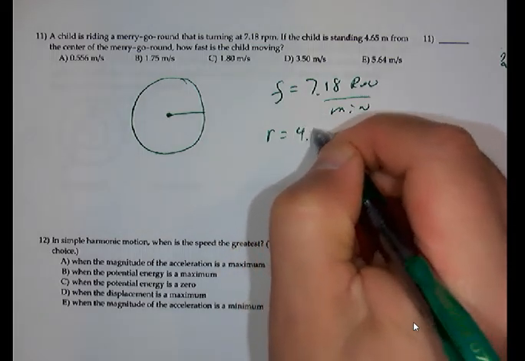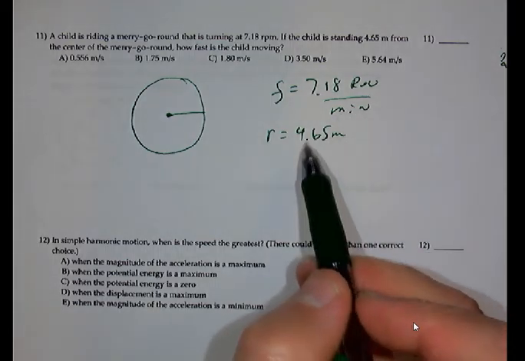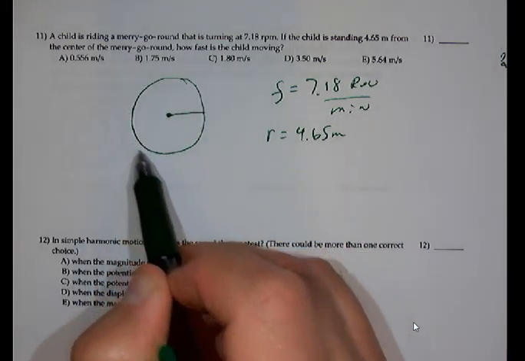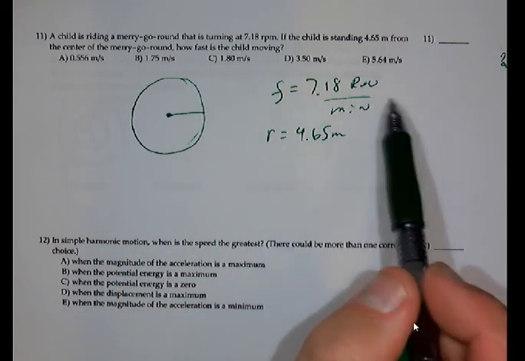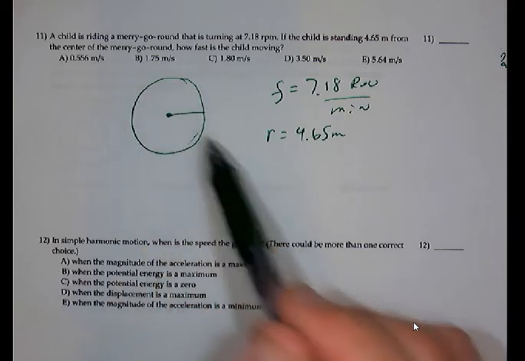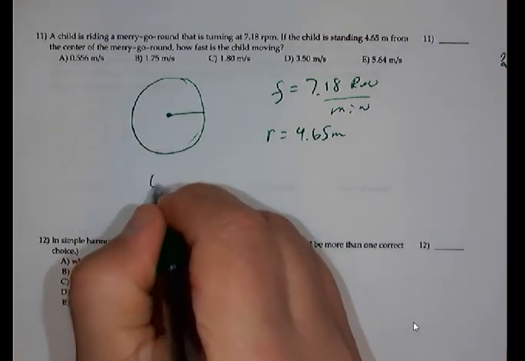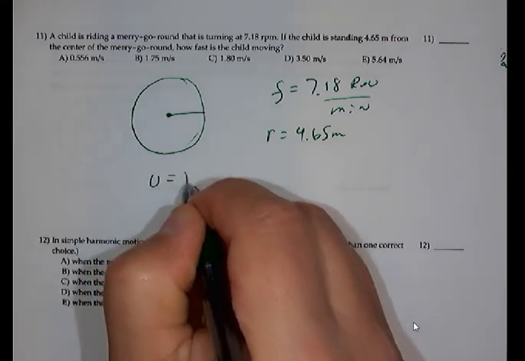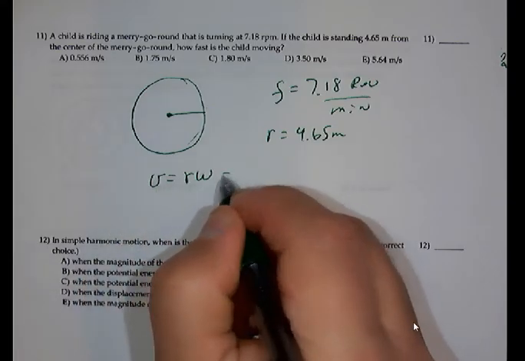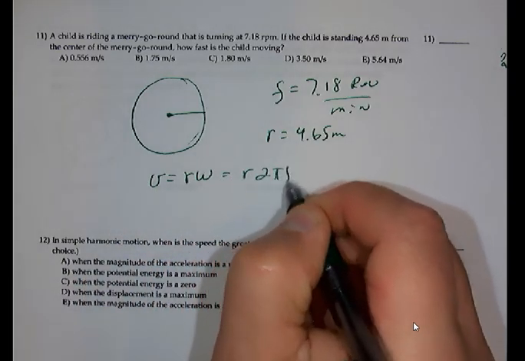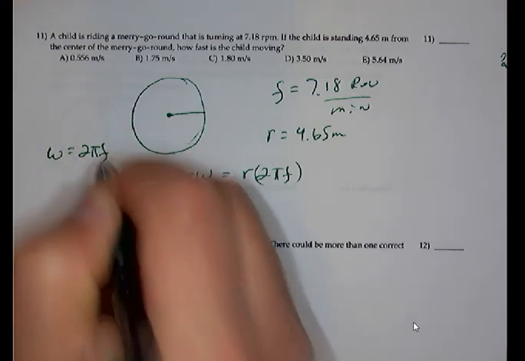4.65 meters. There's several ways of doing this problem, by the way. If you know the radius, you can figure out the distance around. From this frequency, you can figure out how long it takes to go around, and then from that, you can get the speed. Or if you want, we could use this relationship. R times omega is the speed, and that would be R times 2 pi F. Because remember, omega is 2 pi times the frequency.